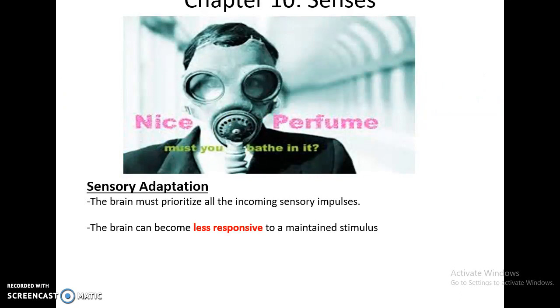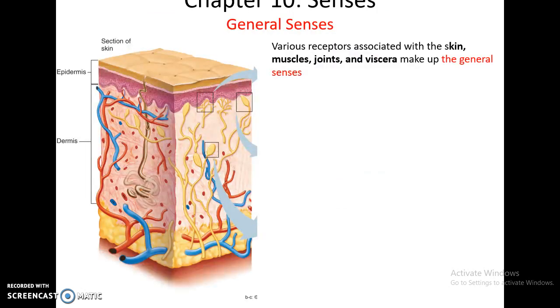Sensory adaptation is basically just meaning that the brain must prioritize what's coming in. It's getting a lot of sensory information, so it needs to decide what is most important. And so sometimes the brain will become less responsive to a stimulus that's occurring over a long time. So for instance, if you applied, say, cologne in the morning, later on in the day, you might think that the odor has worn off, but actually it's still there. It's just that your brain has become desensitized to that sensation.